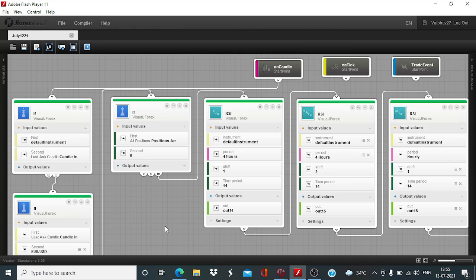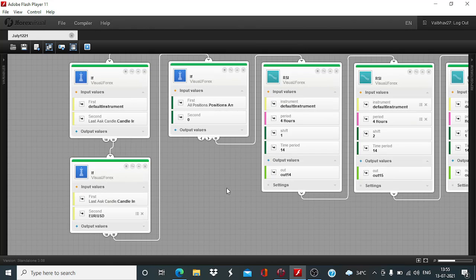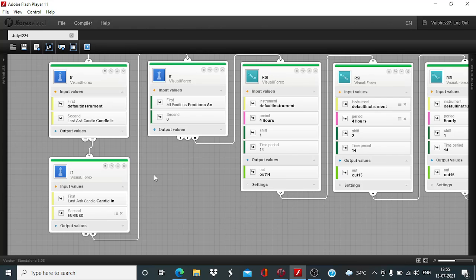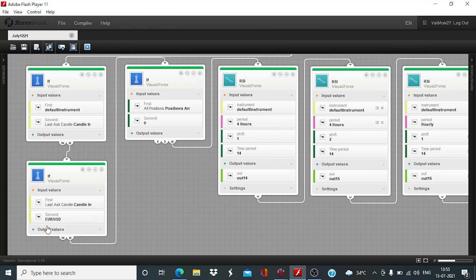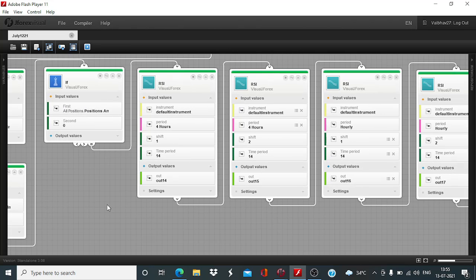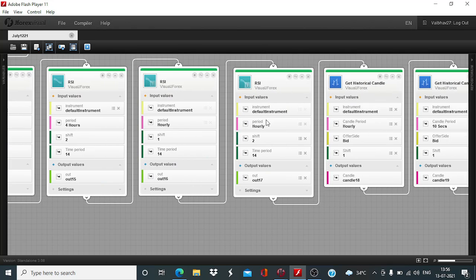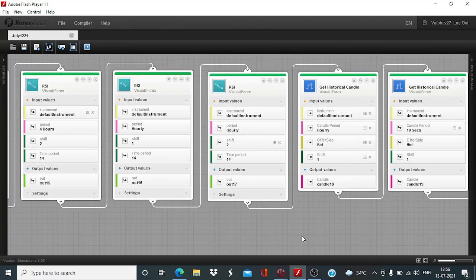This is the Visual JForex board developed by the Dukascopy Bank SA. In the prior session, the developments so far included the instrument subscription. The default instrument is being matched with the candle instrument, and that instrument is EUR/USD. After that, the position amount has been defined at 0. Afterwards, I got these RSI blocks. The first two are of 4 hourly candle periods, and the other two are of hourly.